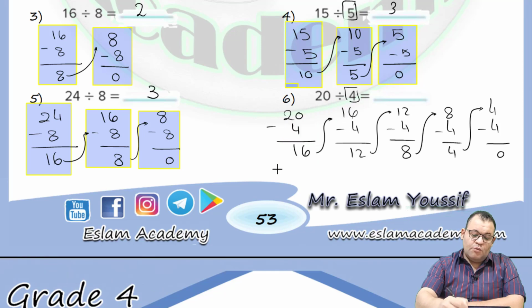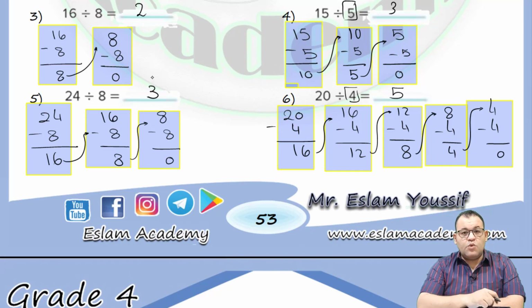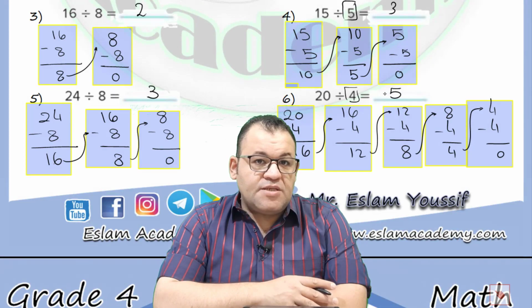Now we need to count how many times we subtract. You will find that we subtract 5 times. It means now the quotient will be equal to 5. And that's how we can find the relation between the repeated subtraction and division.